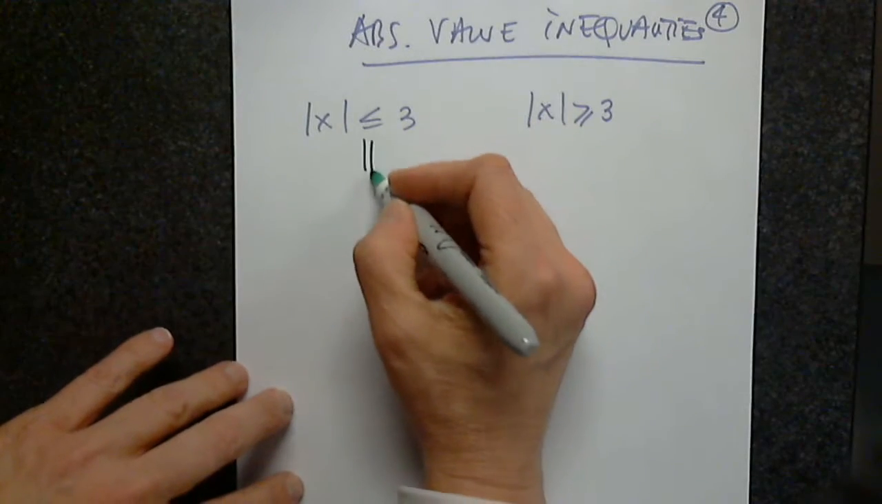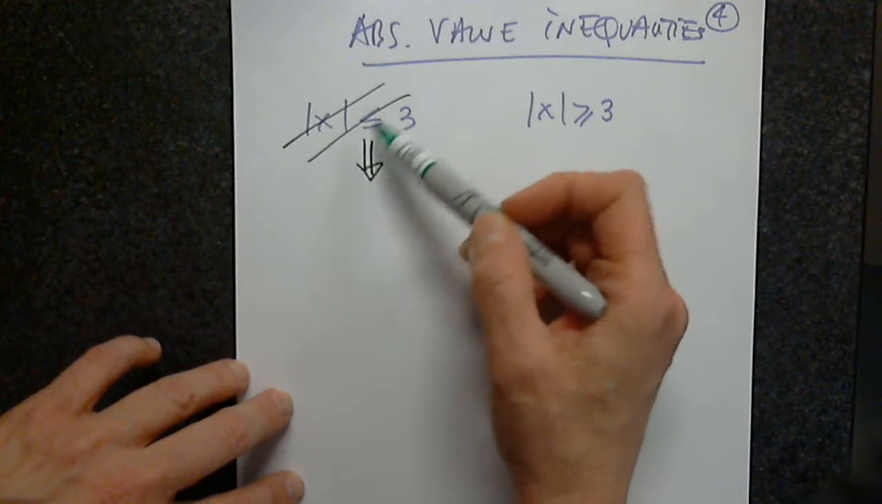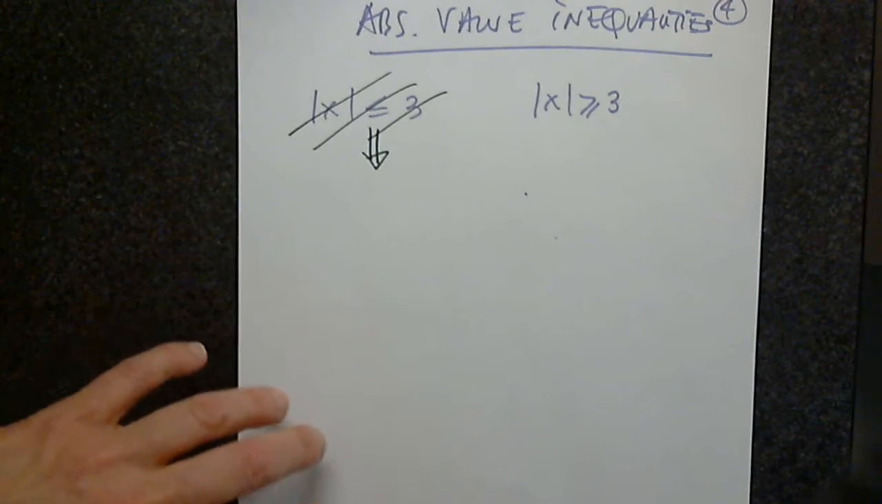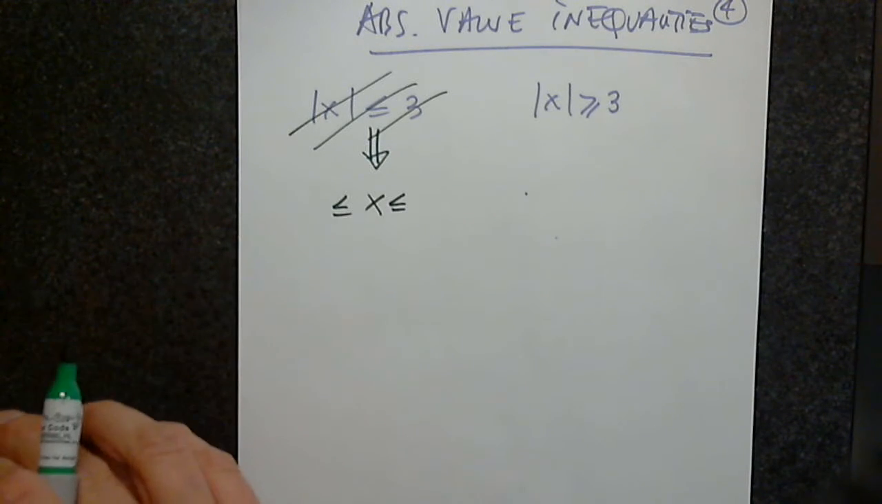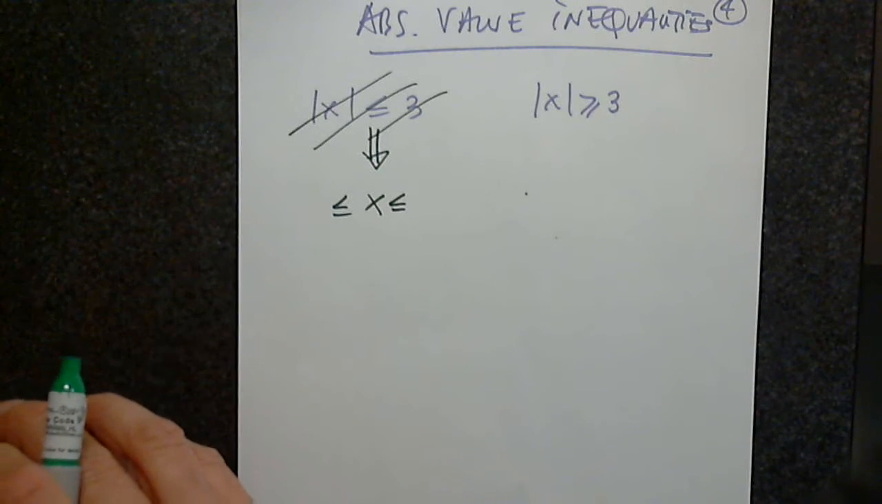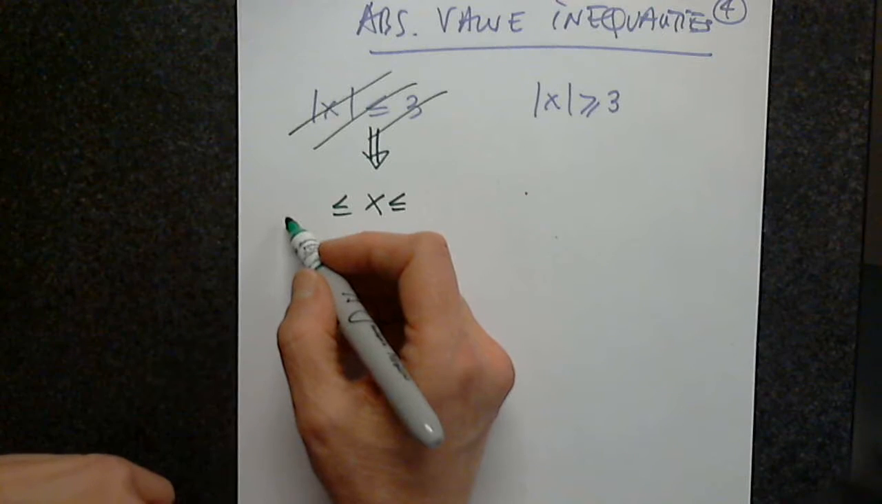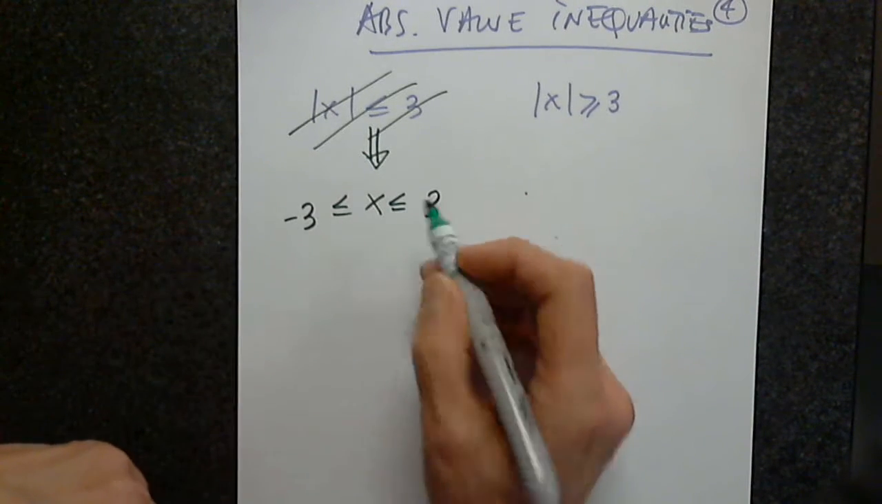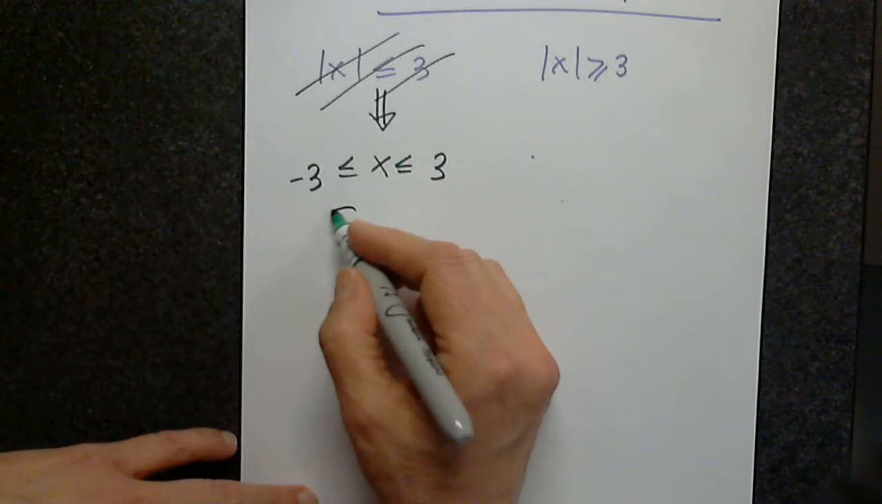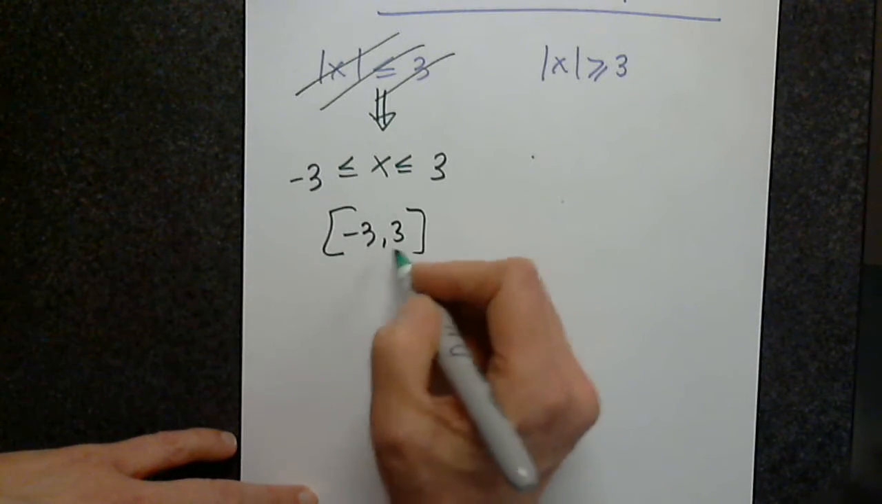So can anyone express this? Because we cannot solve it. Don't cross it out like that. I'm making a point. So what will you say? X must be in between negative 3 and 3. That's it. In interval notation, negative 3 to 3.